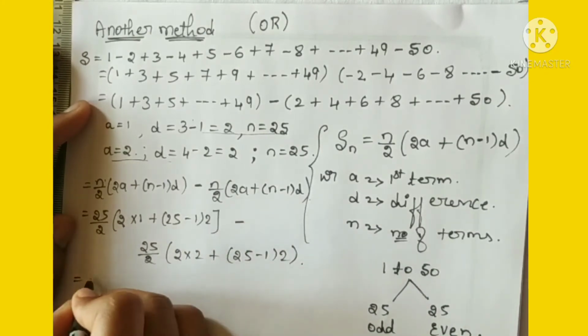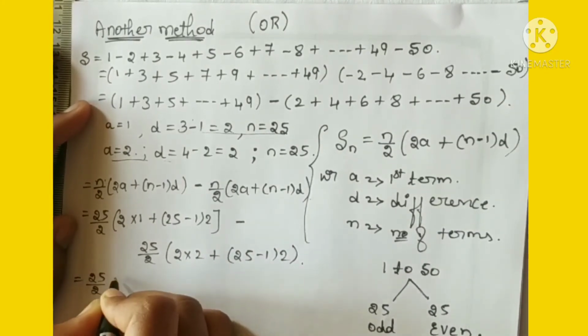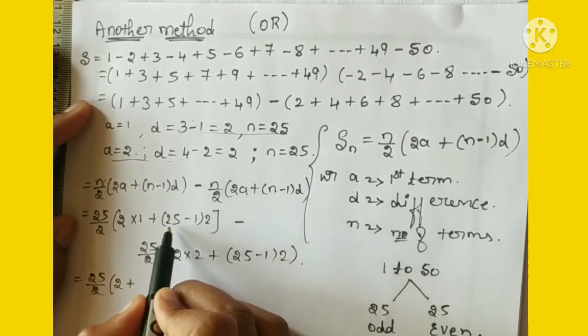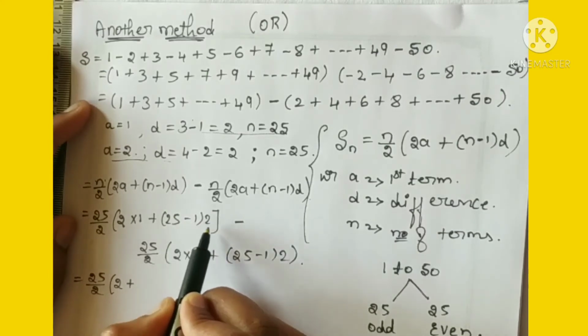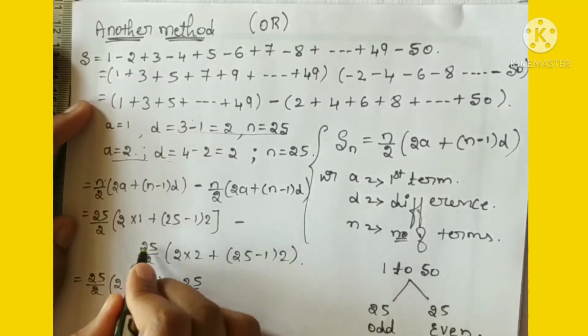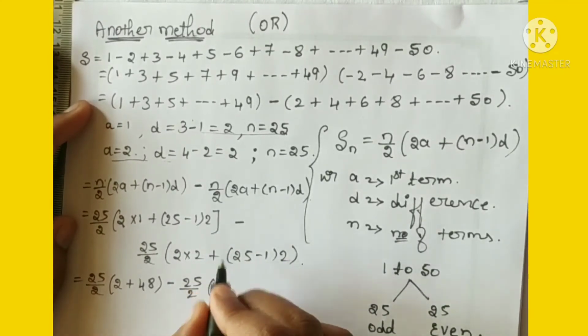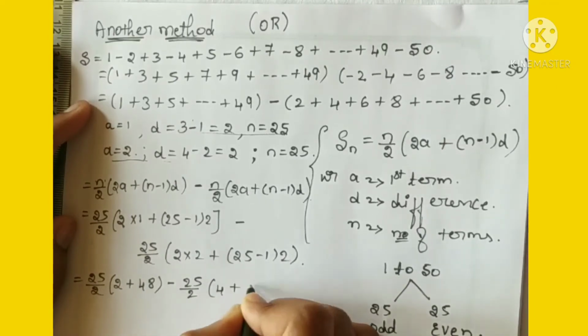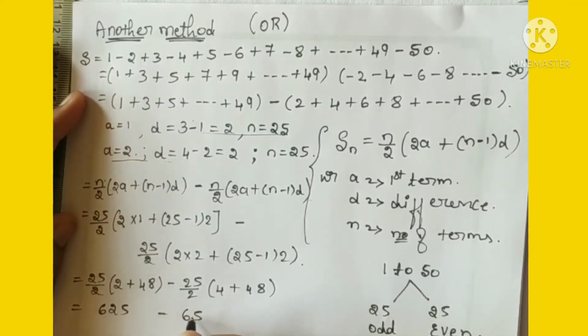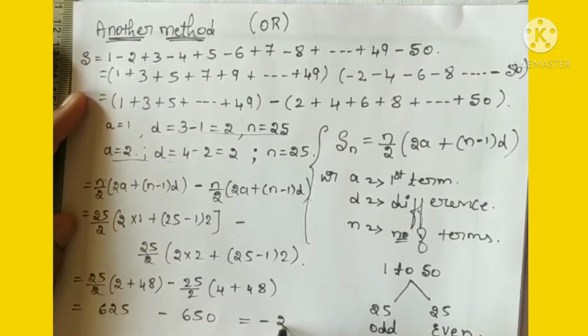Now I will simplify it. 25 by 2, 2 ones are 2, plus here 25 minus 1 means 24. 24 into 2 is 48 plus 48, minus 25 by 2 I written as it is, and 2 2s are 4 plus 48. Here I will get 625 minus 650, which is equal to minus 25.